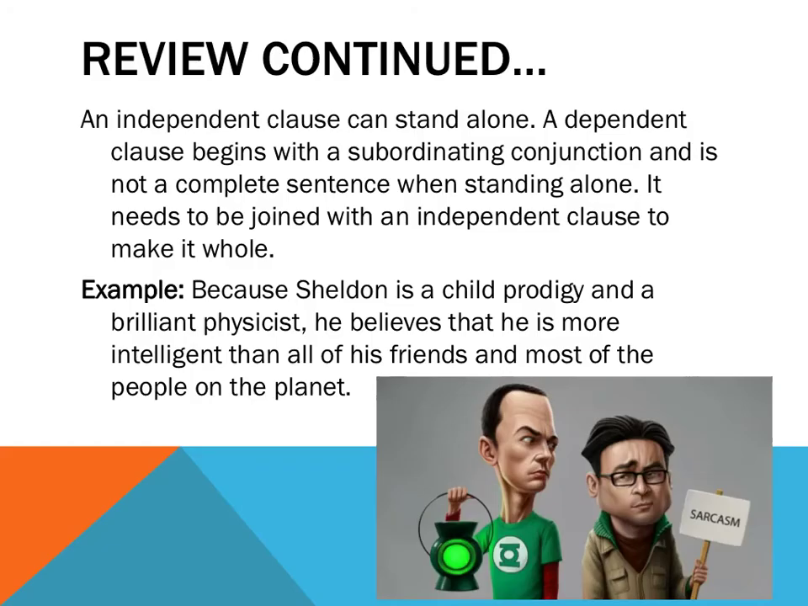To continue our review, an independent clause can stand alone. A dependent clause begins with a subordinating conjunction and is not a complete sentence when standing alone. It needs to be joined with an independent clause to make it whole. Because Sheldon is a child prodigy and a brilliant physicist, he believes that he is more intelligent than all of his friends and most of the people on the planet.